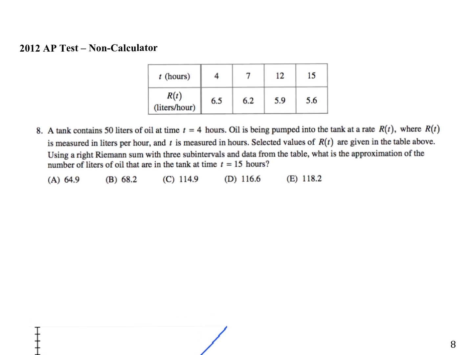This has a trick, people. I'm going to read this and see if anyone can catch it. A tank contains 50 liters of oil at time t equals 4. Oil is being pumped in at a rate of R, which is a rate, so that's a derivative, in liters per hour. R is given above. Use a right Riemann sum with 3 rectangles to approximate the number of liters at t equals 15. Right Riemann sum.